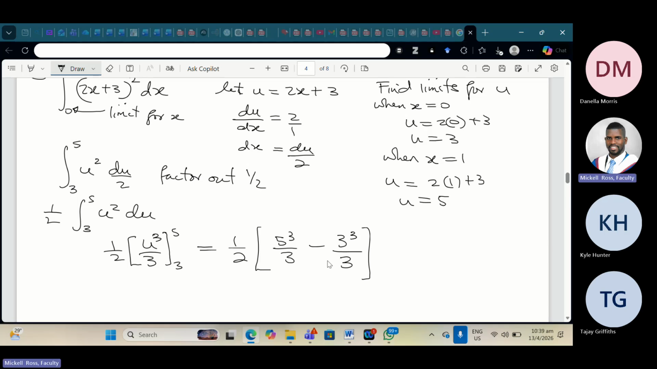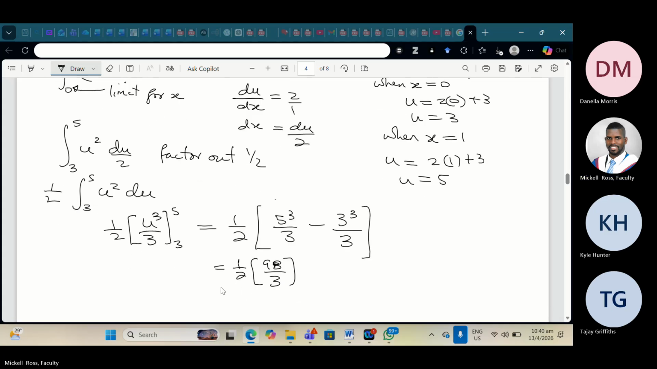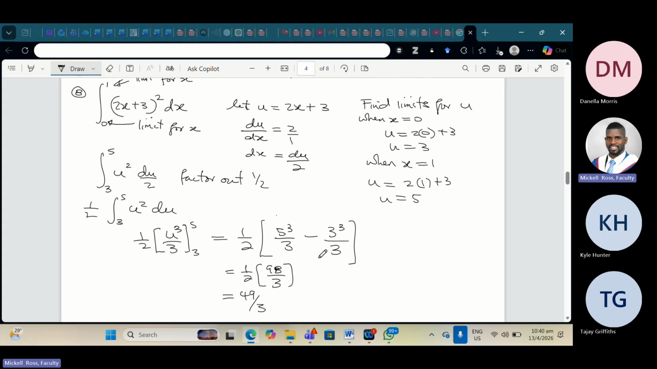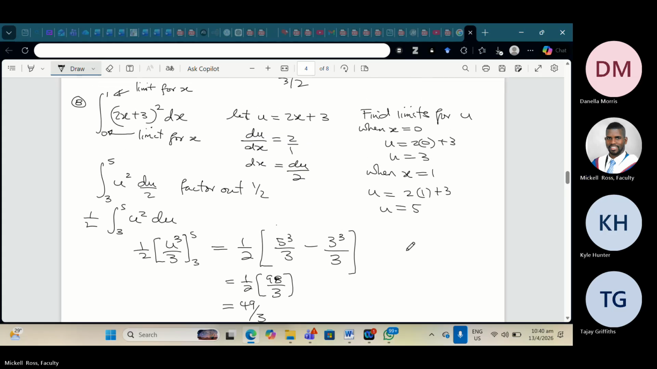So it's going to be 125 minus 27. So it's going to be half times 98 over 3. So our final answer is going to be 49 over 3. So that's the final answer for this integral right here, using the u substitution. Let me know if there is any part of it I need to clarify.